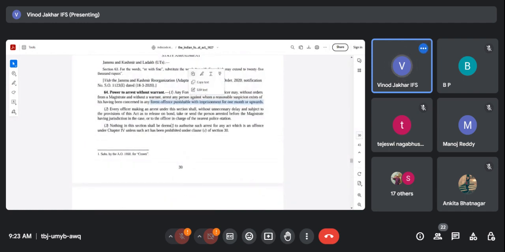When you arrest someone, all the guidelines of arrest, Articles 20 and 22 of the Constitution, as well as the DK Basu case guidelines, apply. No handcuffing, informing the relatives as soon as possible, within 24 hours, and producing the person before the magistrate within 24 hours. All those things are applicable.